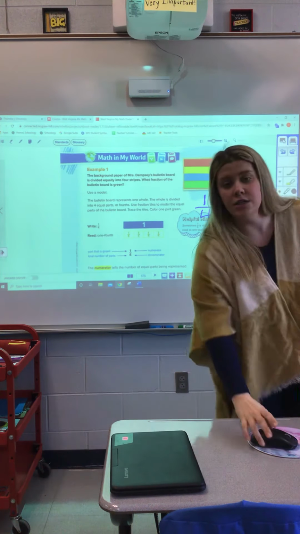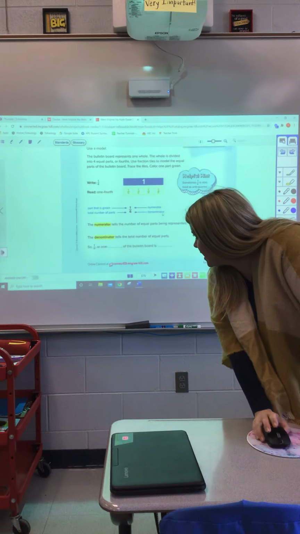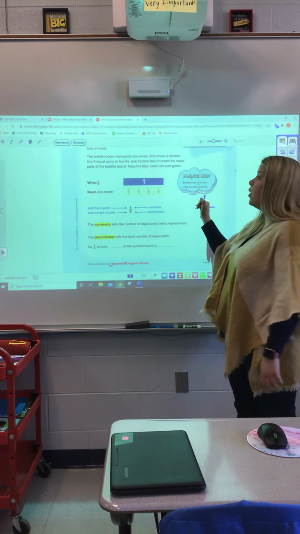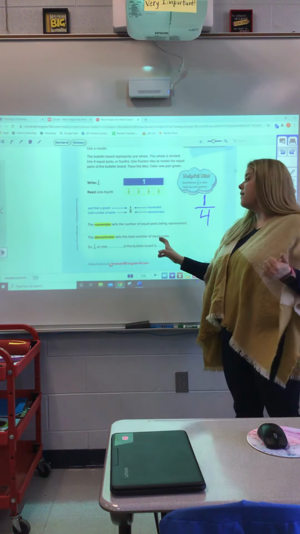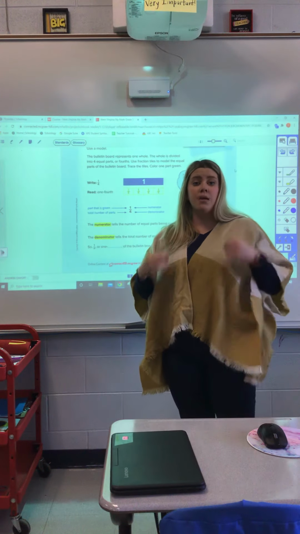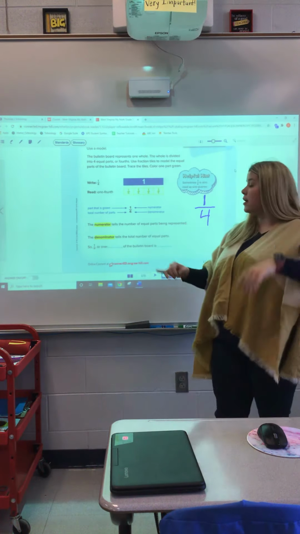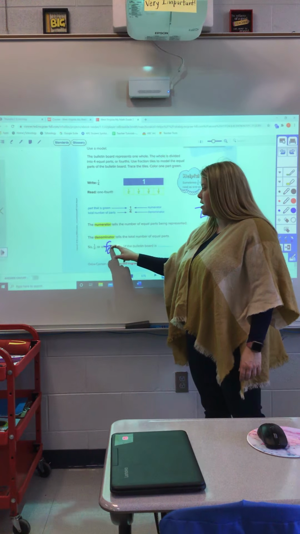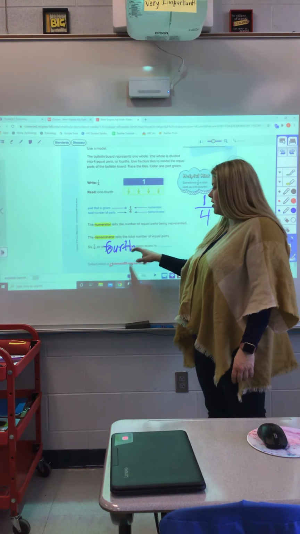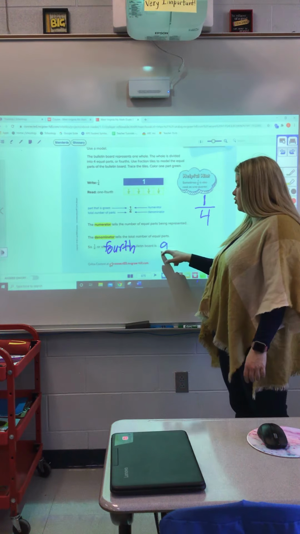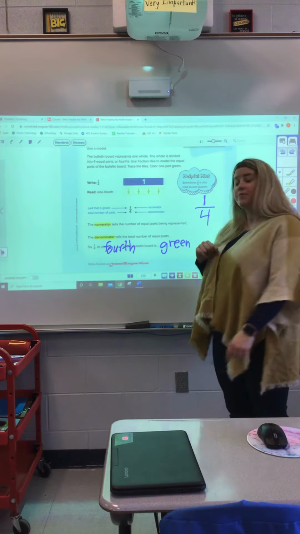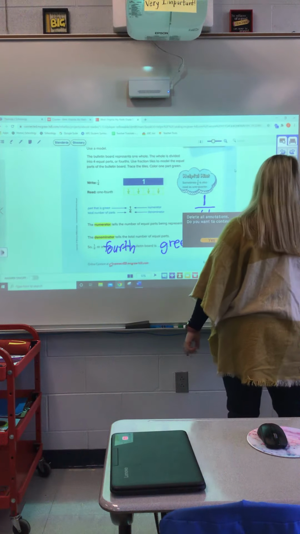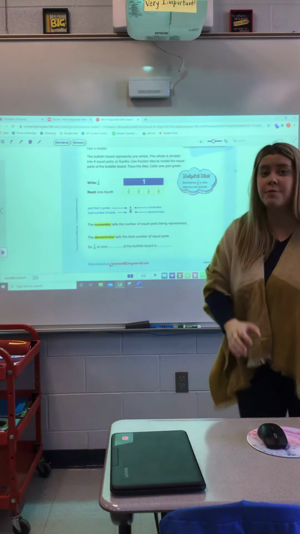If we scroll down just a little bit, you can see the numerator tells the number of parts being represented. 1 green part, numerator is 1. The denominator tells the number of equal parts. I have 4 parts, my denominator is 4. So 1/4 of the bulletin board is green. All right, do you see how we figured that out? Let's practice some more. Go ahead and turn the page.